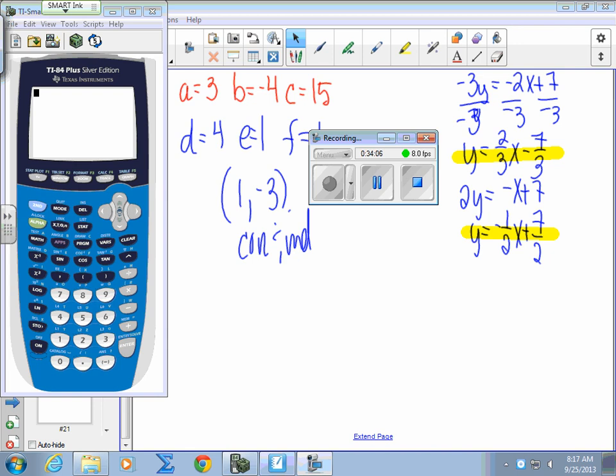Alright, so what we're going to do is go to y equals on your calculator and put these two equations in. So we'll put in the first equation, which is y is equal to 2/3 x minus 7/3, and in the second equation we're putting in negative 1/2 x plus 7/2. Is that correct?